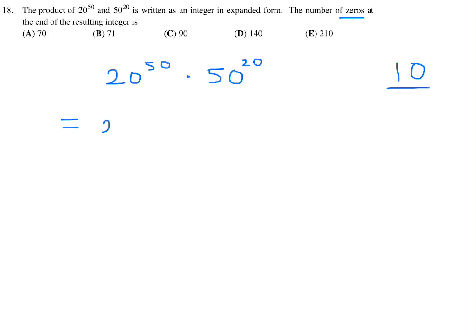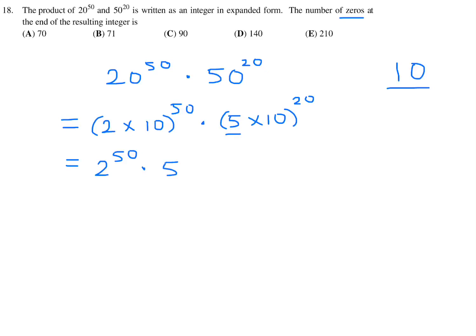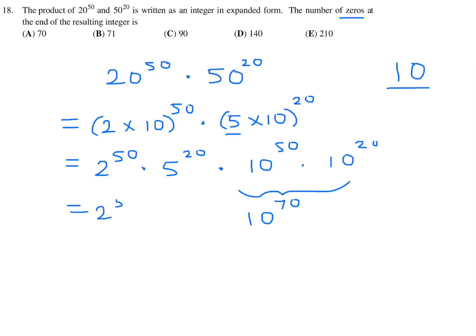So we're going to have to break this up. 20 is broken up into 2 times 10, and 50 is broken up into 5 times 10, like that. And then this can be written like that for 2 to the power of 50, and then 5 to the power of 20. And then the tens are 10 to the power of 50 and 10 to the power of 20. I'll write them on the other side. And these tens, of course, will combine to become 10 to the power of 70. And therefore, we have 2 to the power of 50 and 5 to the power of 20.